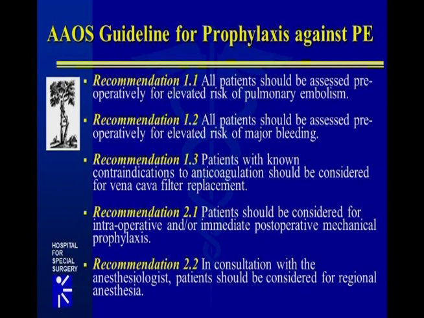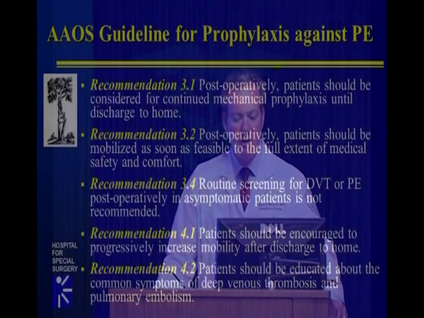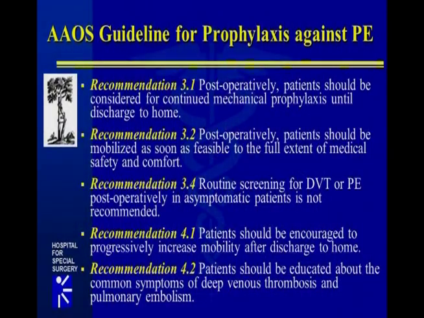Recommendation 2.2, in consultation with an anesthesiologist, patients should be considered for regional anesthesia. It's been shown that regional anesthesia has much lower rates of deep venous thrombosis and pulmonary embolism than general anesthesia. Additional recommendations, 3.1, post-operatively, patients should be considered for continued mechanical prophylaxis until discharge to home. So all patients should have a mechanical compression device according to the AAOS guidelines.